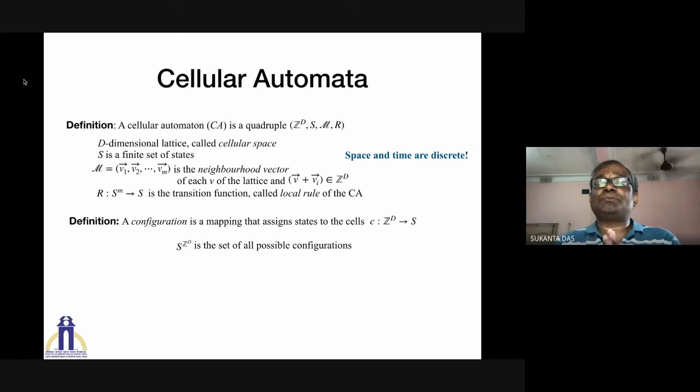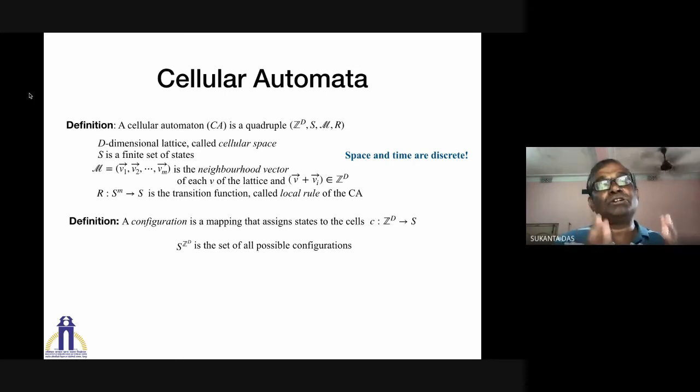Now if I get j to the power d to S, then I can get S to the power j to the power d as the set of all possible configurations. So in set theory, what does it mean? Please see that one. S to the power j to the power d. What does it mean? It means the set of all possible functions from j to the power d to S, right? We represent it in this fashion.